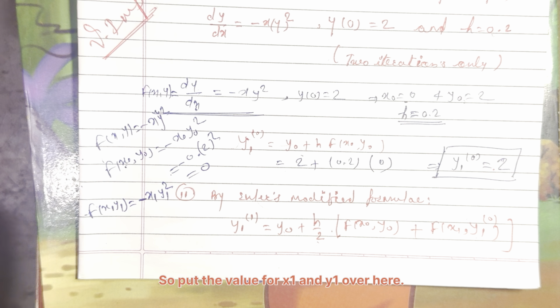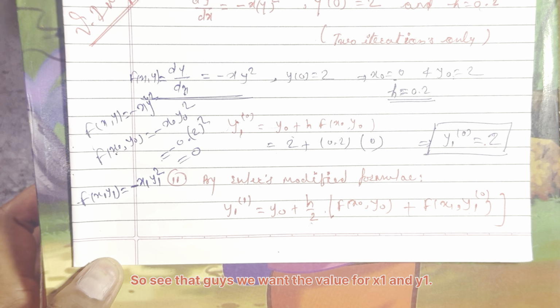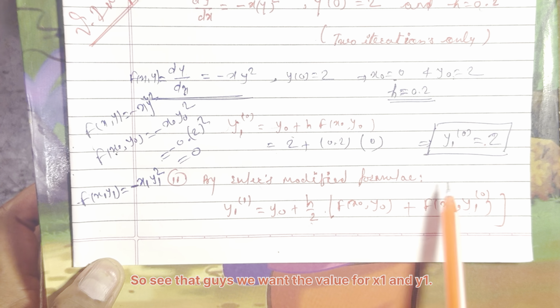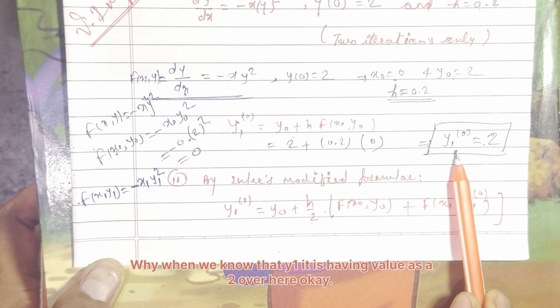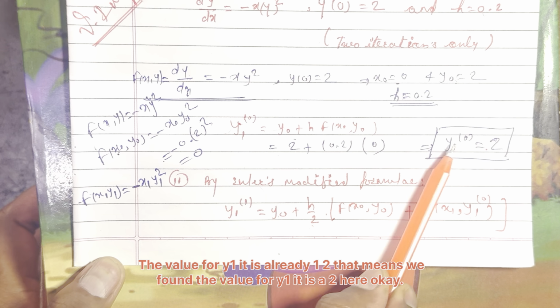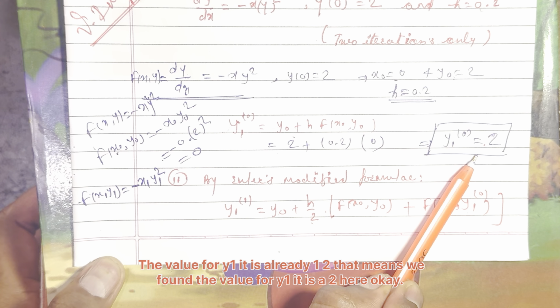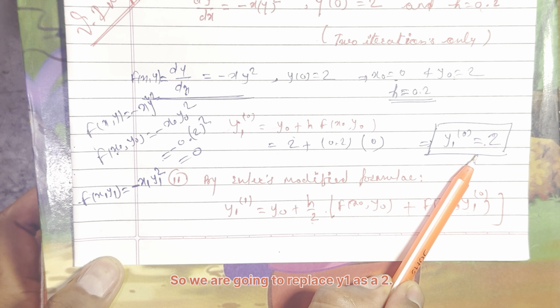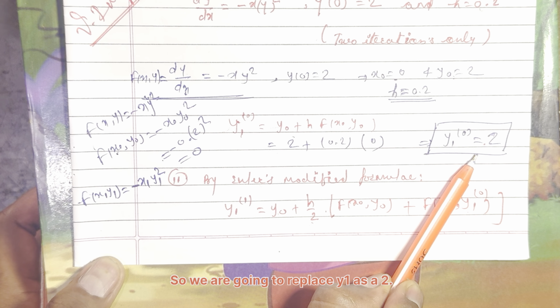So put the value for x1 and y1 over here. See that, guys, we want the value for x1 and y1. We know that y1 has a value of 2 over here. The value for y1 is already given as 2. That means we found the value for y1, it is 2 here. So we are going to replace y1 with 2.